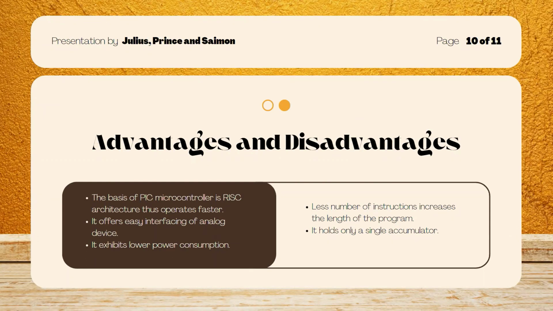And for the advantages and disadvantages, the basis of PIC microcontroller is RISC architecture, thus it operates faster. It offers easy interfacing of analog devices. It exhibits lower power consumption. While the disadvantages are that fewer instructions increase the length of the program. It holds only a single accumulator. Additionally, a single PIC can replace a wide variety of separate electronic components or circuits, increasing the product reliability through the use of fewer components.